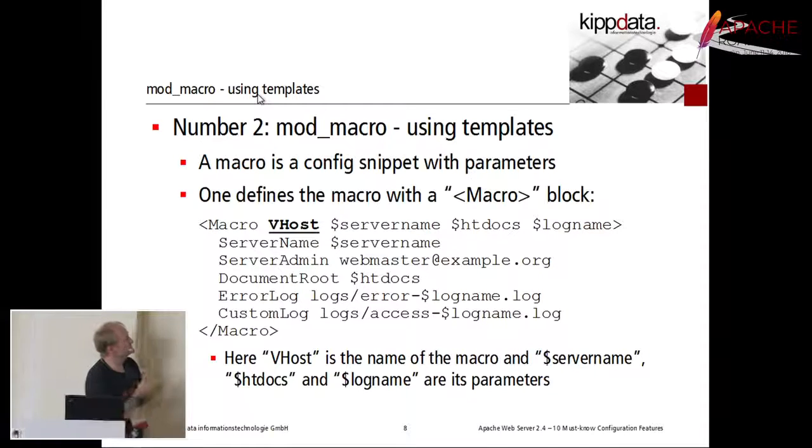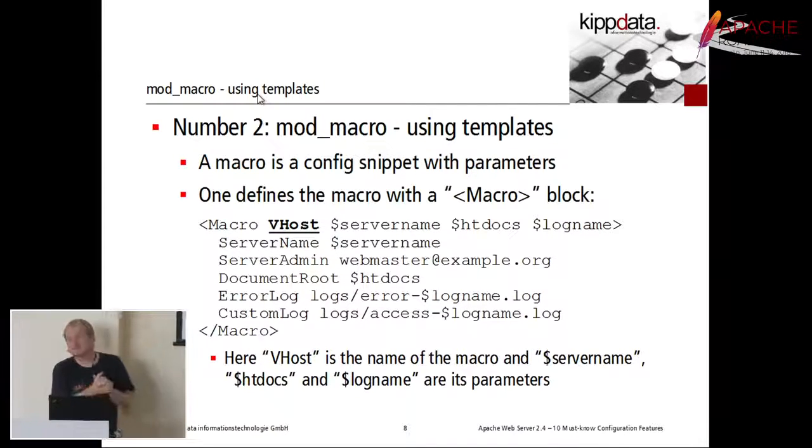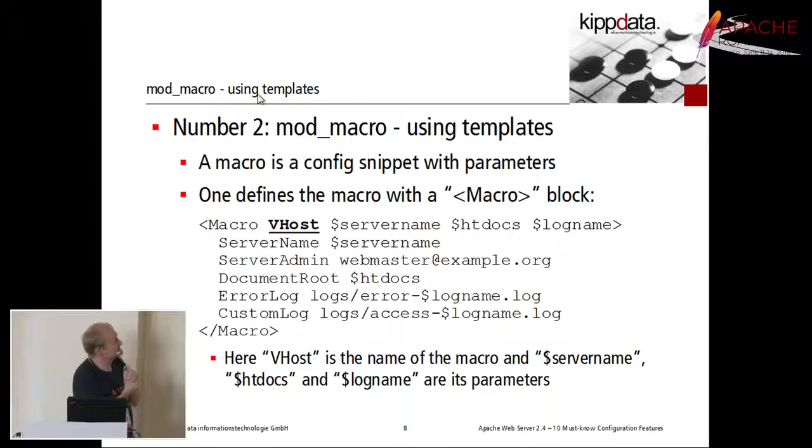So number 2 is mod_macro, using templates. A macro is a config snippet with parameters. Again, it's the vhost macro, similar to what Jim does, because that's boilerplate code that you have a lot in your configurations, so you want to shorten that. And be careful, using too many macros might make your configuration hard to read for newcomers.